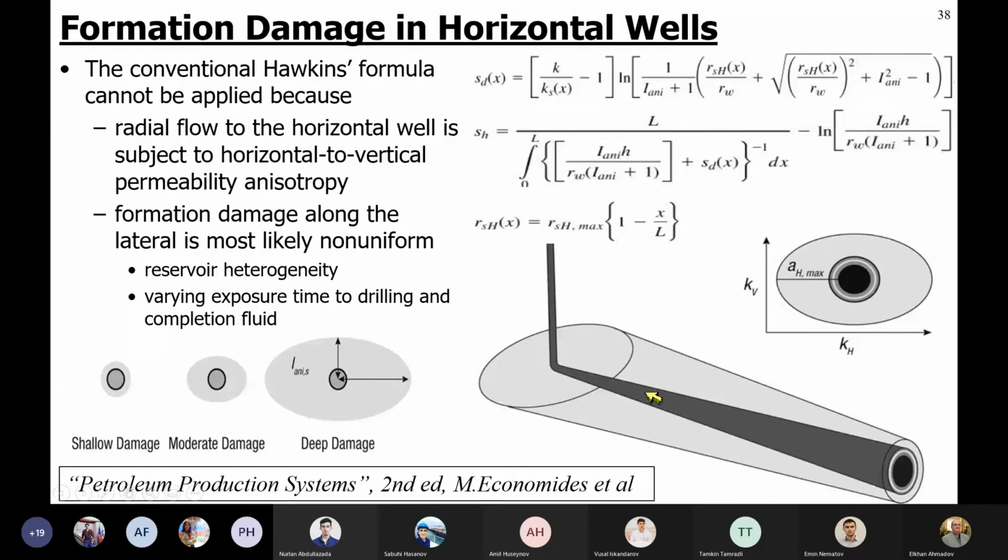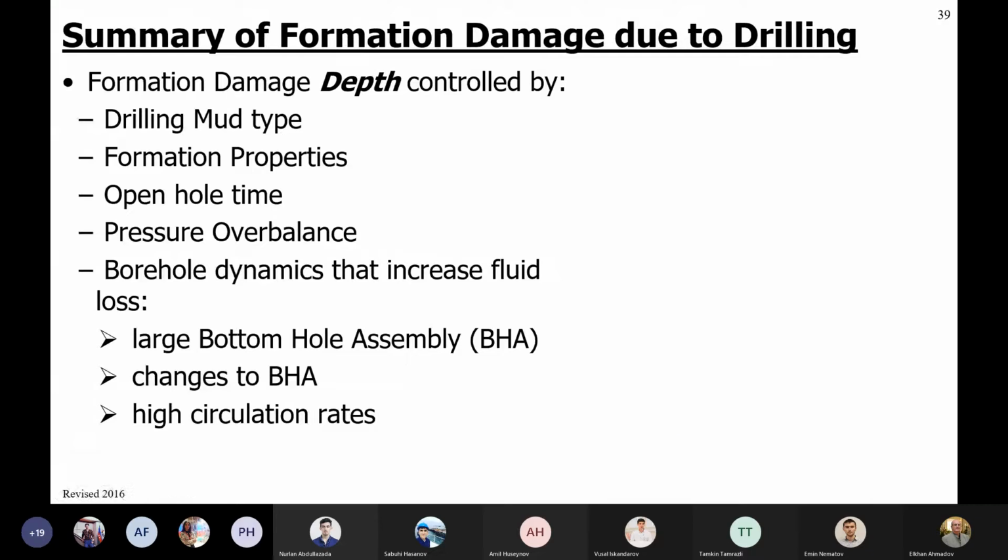So, summarizing: drilling mud type, formation properties, open hole time, pressure overbalance, and borehole dynamics are affecting or controlling the fluid loss or formation damage due to drilling, and these are the mechanisms of formation damage due to drilling.